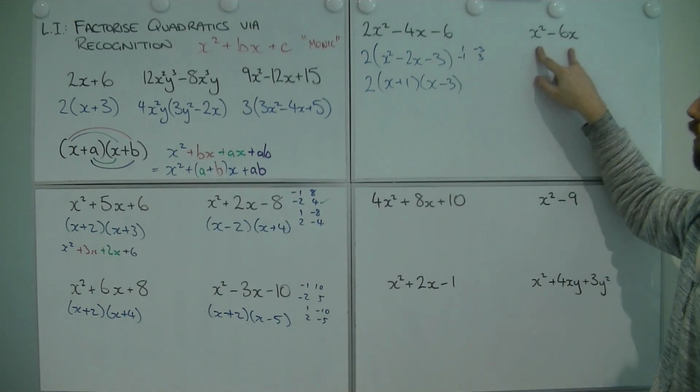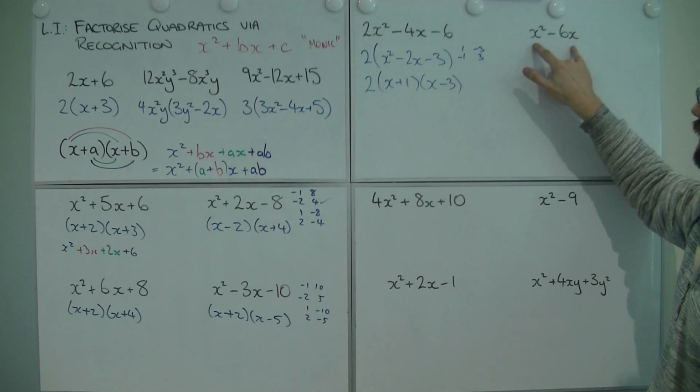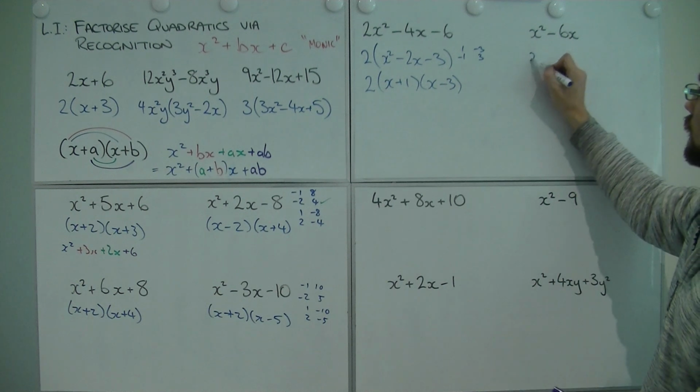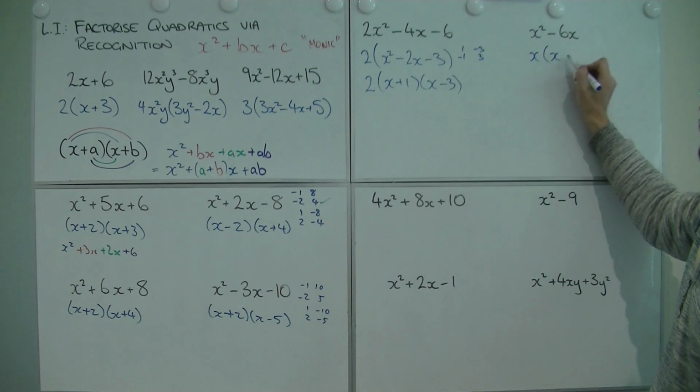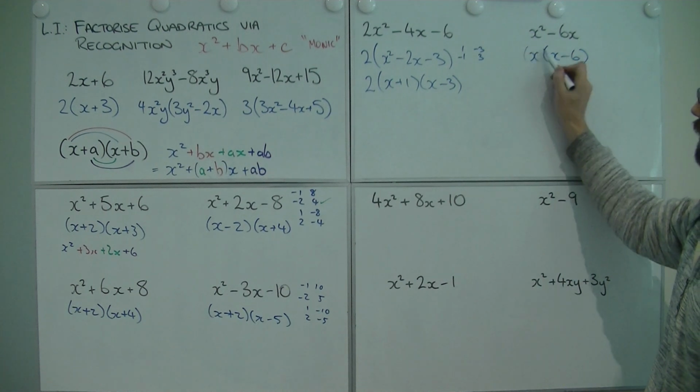Well, as before, don't start at recognition, start at the very top. Is there something in common? Oh yeah, there is, there's x's. So we'll just take the x out the front. X, and then x minus 6. Beautiful, you're done. Because I can think of this as having its own brackets.